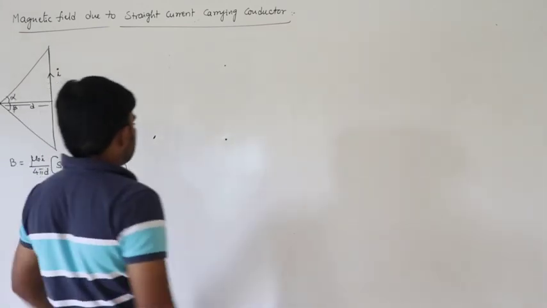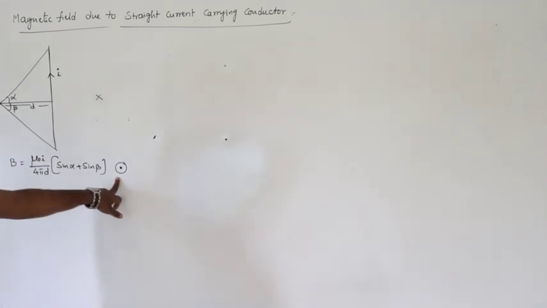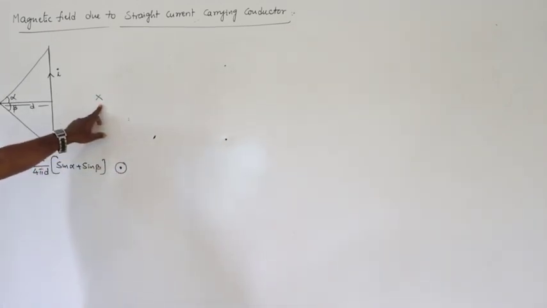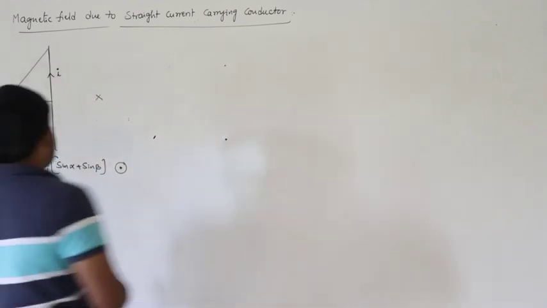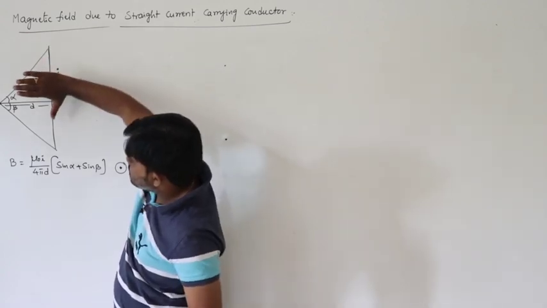And applications of this. So this symbol indicates the direction of the magnetic field is outwards. This symbol indicates the direction of the magnetic field is inwards. And if the direction of the current is reversed, so that's why this is.